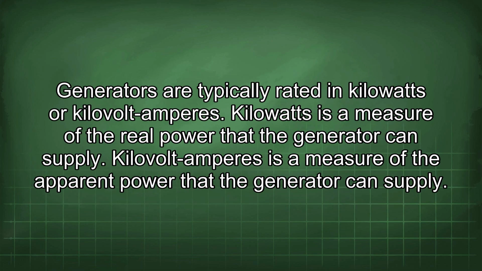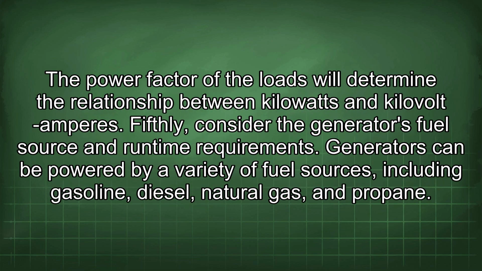Generators are typically rated in kilowatts or kilovolt amperes. Kilowatts is a measure of the real power that the generator can supply. Kilovolt amperes is a measure of the apparent power that the generator can supply. The power factor of the loads will determine the relationship between kilowatts and kilovolt amperes.